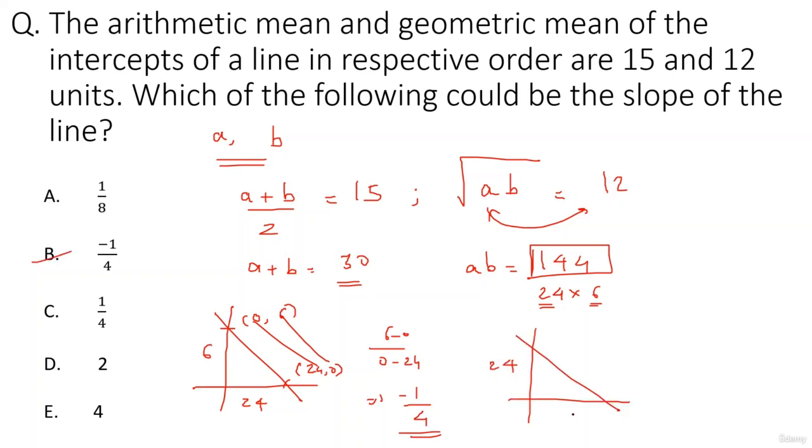Let's confirm. The second case is when we take the y-intercept as 24 and the x-intercept as 6. So the coordinates of this point will be 0, 24, and this point will be 6, 0. In this case, what will the slope be? y2 minus y1 is 24 minus 0, and x2 minus x1 is 0 minus 6. So 24 upon minus 6 is nothing but minus 4. Not there in the options, right? So your answer is option B, minus 1 by 4.